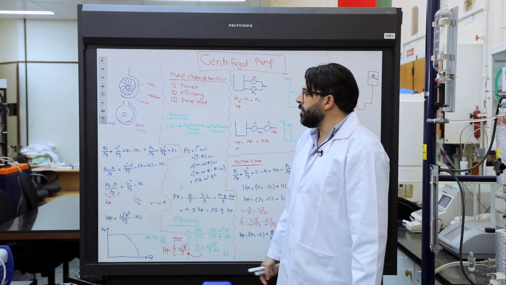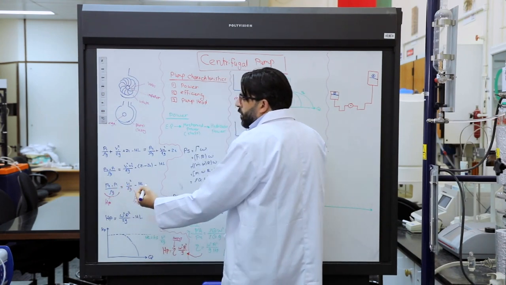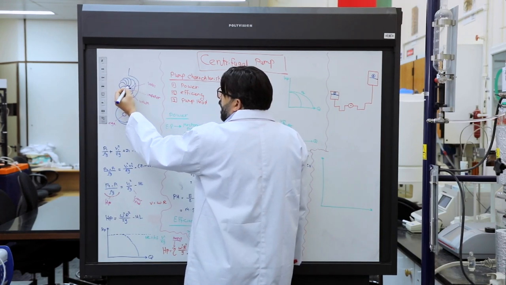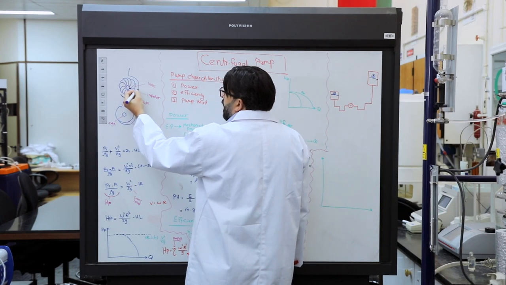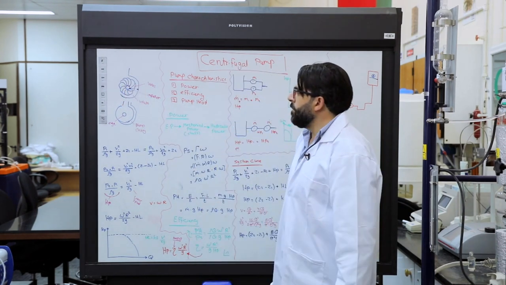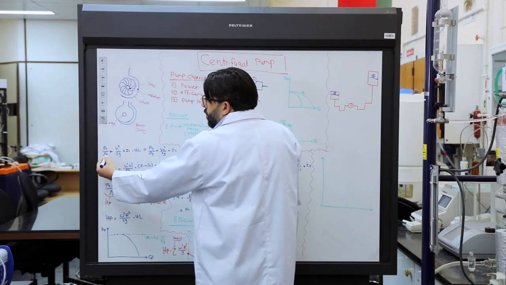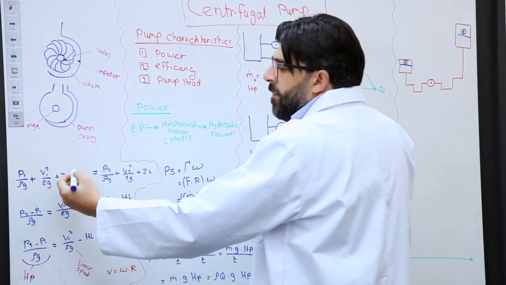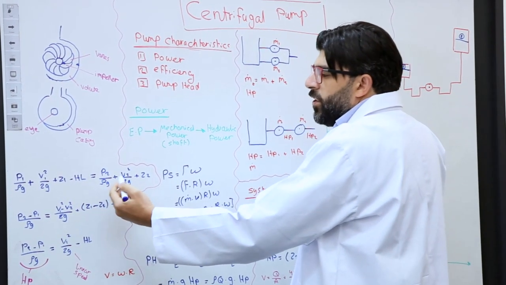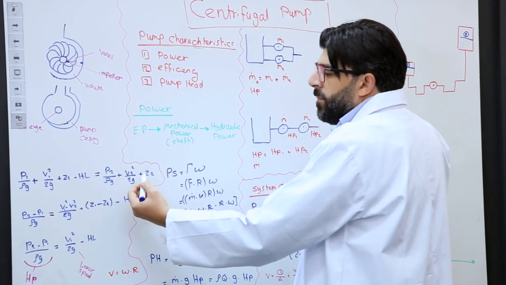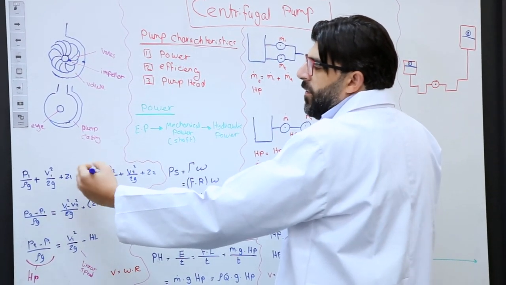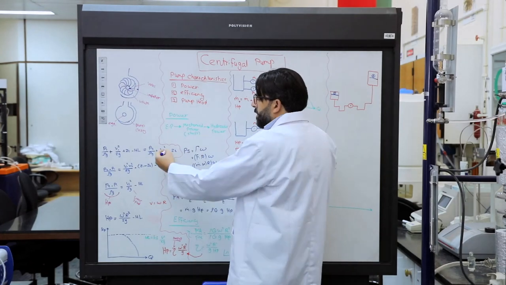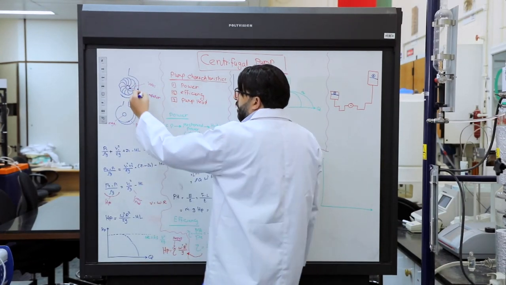So let's apply this by using Bernoulli equation. As you know, Bernoulli equation, if we have any two points, for example, you can take point 1 in the impeller and point 2 when the fluid exits the impeller in the static part of the volute. So we can say P1 over rho g plus V1 squared over 2g plus Z1 minus HL equal P2 over rho g plus V2 squared over 2g plus Z2. So the first term is for the fluid in the impeller, and the second part is the fluid when it exits the volute.